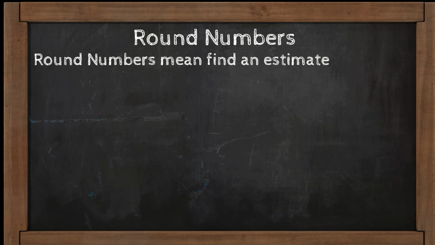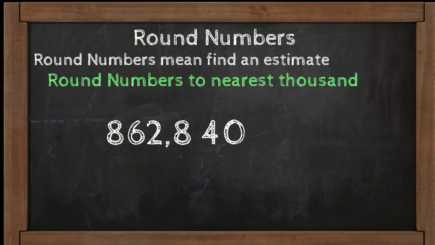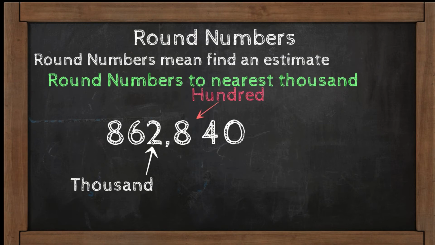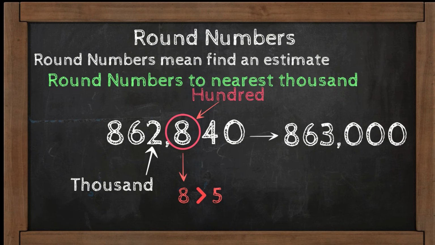Let's have another one. Round 862,840 to the nearest thousand. 2 is the thousand. So the hundreds, tens, and ones are going to change to zeros. Now look again at the hundreds. As we said before, if it's 5 or more, you need to round up. If it is 4 or less, you are going to round down. Since 8 is greater than 5, we are going to round up to 863,000.